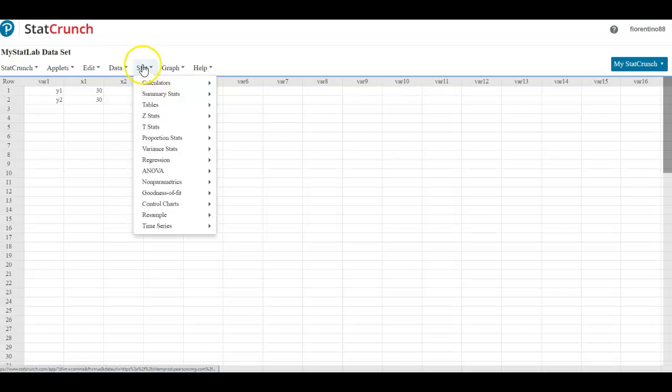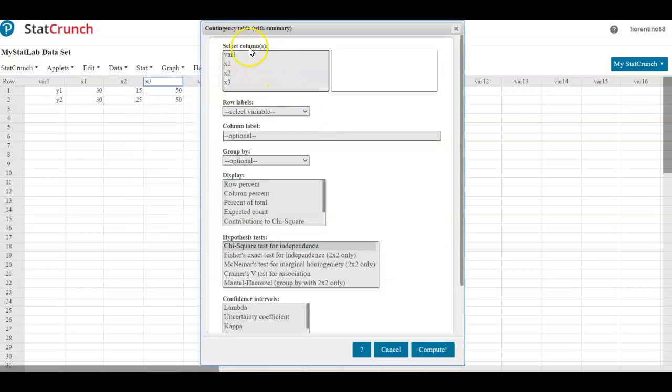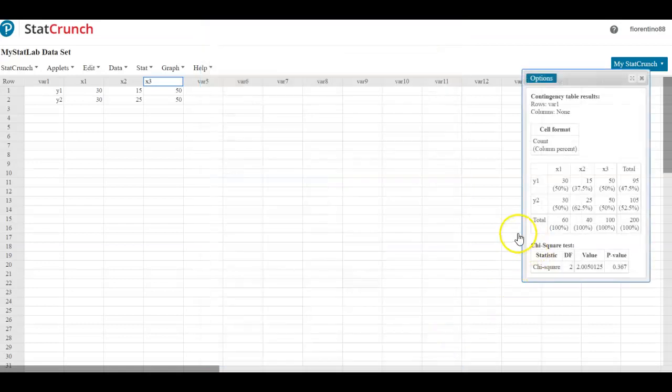In order to do that, we're going to go to Stat, select Tables, go to Contingency, and this is data with summary. So we have summary data. The columns that we're going to select are x1, x2, and x3, since that contains the quantitative data. The row labels is going to be variable 1 because that's the column that represents the row labels. And then what we want is the column percent to create the conditional distribution. And then we're going to select Compute.